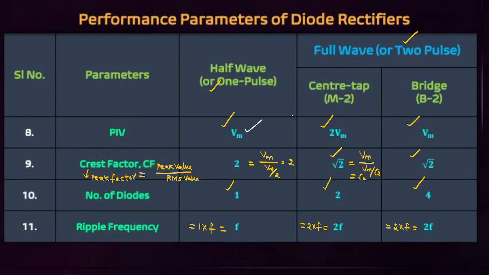And the peak inverse voltage is also different. For the midpoint type rectifier it is 2Vm, but here it is Vm, and for half wave it is also Vm. Crest factor is 2 for half wave, and root 2 for full wave. How many diodes? Here 2, but here 4 diodes. Ripple frequency has no change, it is 2f.